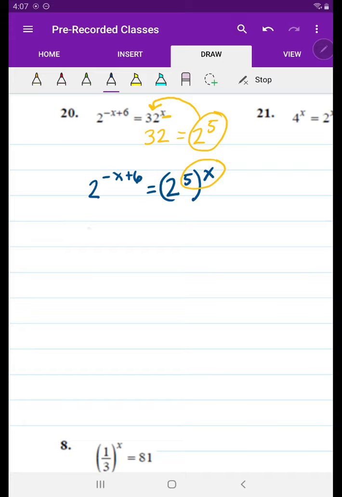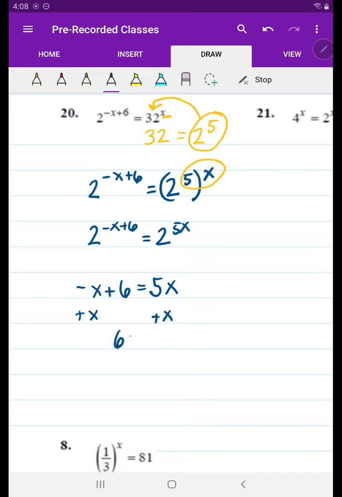And so if we do that and simplify things, we have 2 to the negative x plus 6 equals 2 to the 5x. So now we have the same base on each side, so we can clear our bases and rewrite the equation with just the exponents, and we'll have negative x plus 6 equals 5x. So now I'll add x to both sides, and so 6 is 6x, and then I'll divide everything by 6, and so we get x is 1. And so that's our answer, and we're all done.